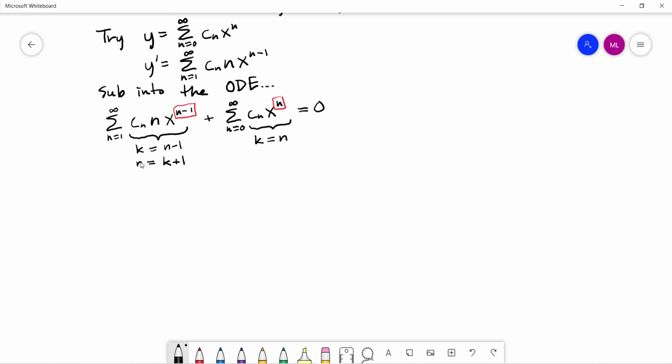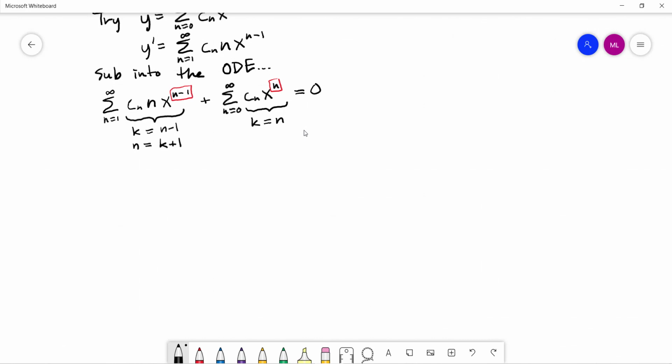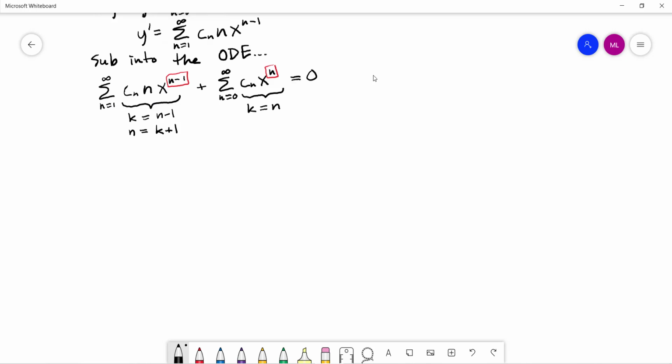I've already got k and n solved for on this side. Okay, so let's see what this does for me over here. This term basically isn't going to change because I didn't actually need to shift the indices. The only thing that's going to change is what I'm calling our index. I'm not calling it n anymore. I'm going to call it k so that I can use that k index in both of these two sums.